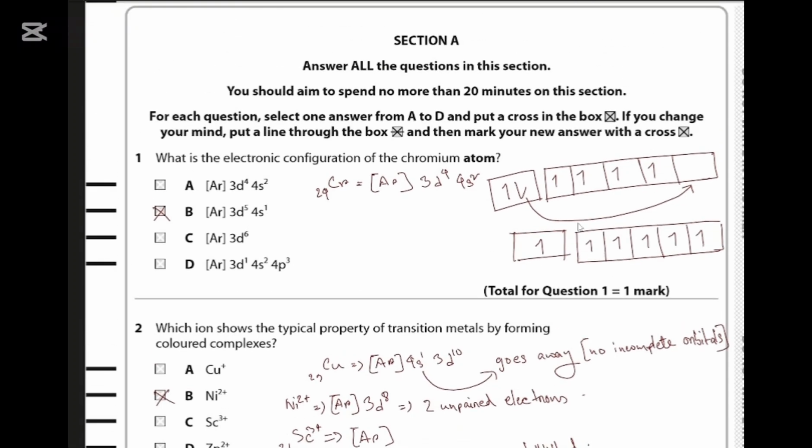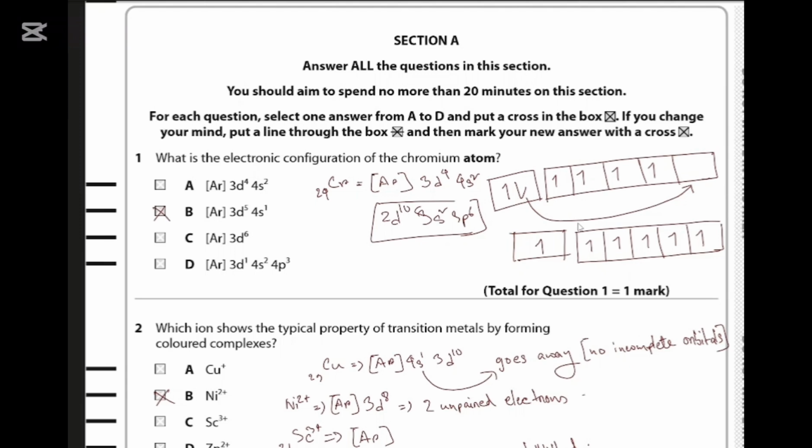The first question says, what is the electronic configuration of the chromium atom? We know chromium has 24 electrons since its atomic number is 24. So we have the argon core, which ends with 3s2, 3p6. This is where argon ends. Then we begin with the 4s orbital, so 4s2 and 3d4 sum up to 24 electrons.